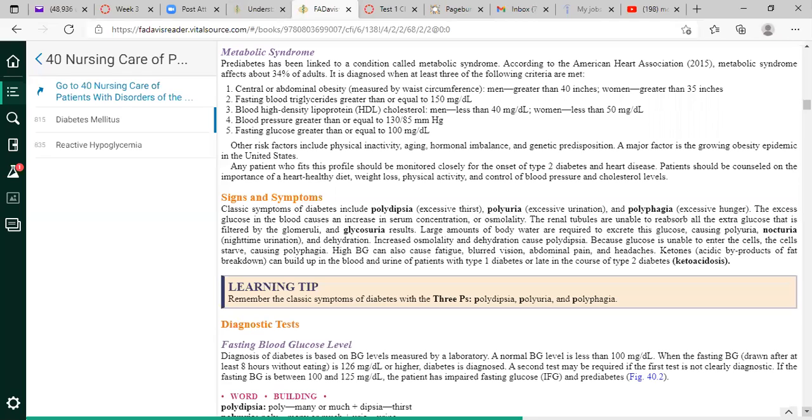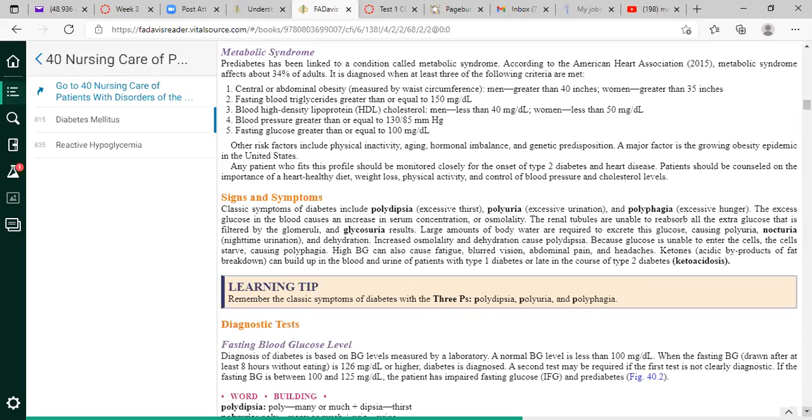And polydipsia is excessive thirst. This individual is always thirsty. And them always being thirsty is a result of polyuria. And polyuria is excessive urination. When I look at polyuria, poly, I know that's excessive. Urea makes me think urine. And then polyphagia. This individual is always hungry.